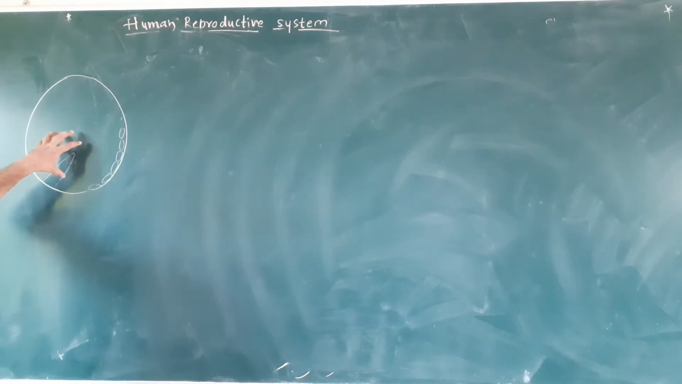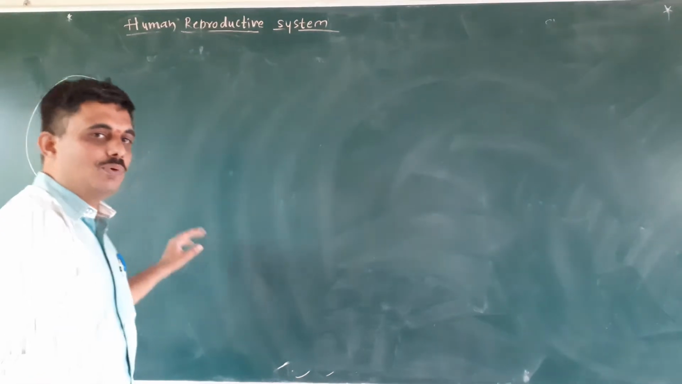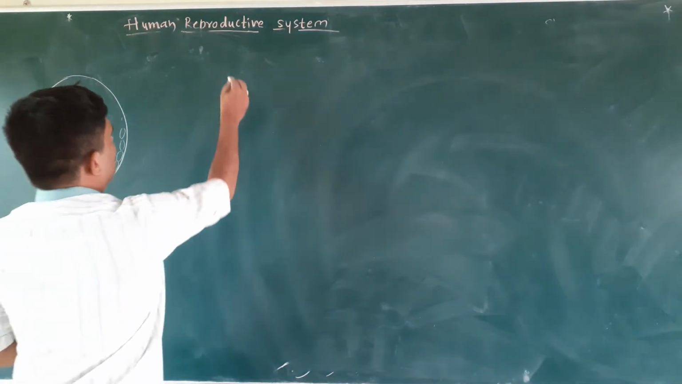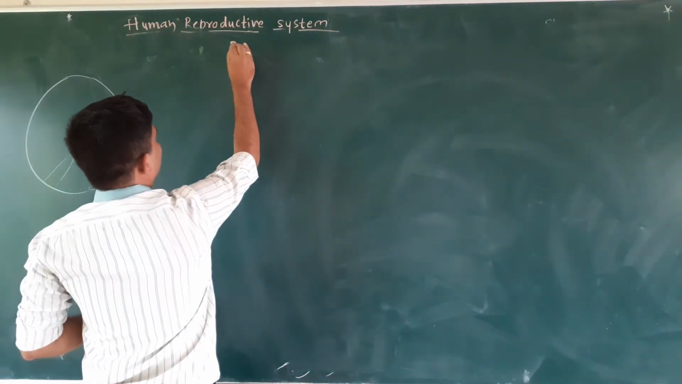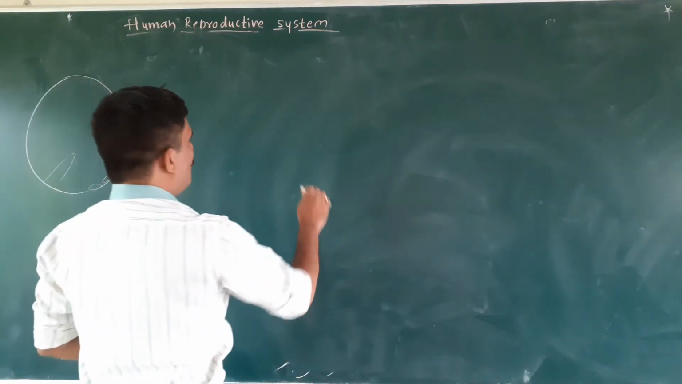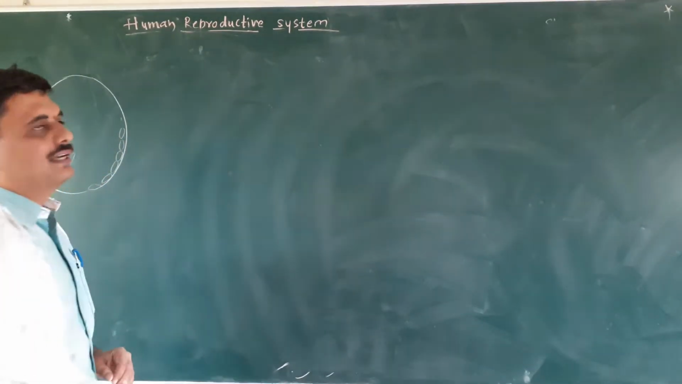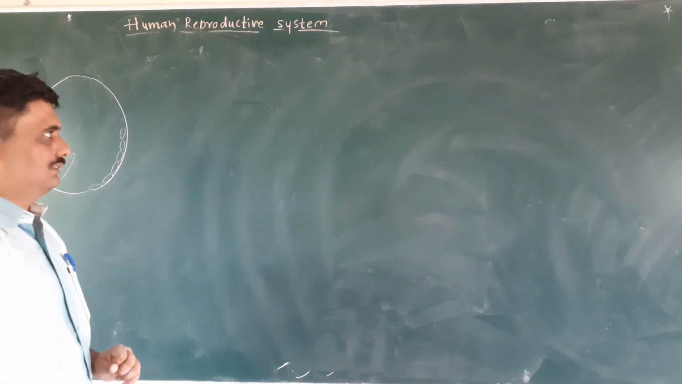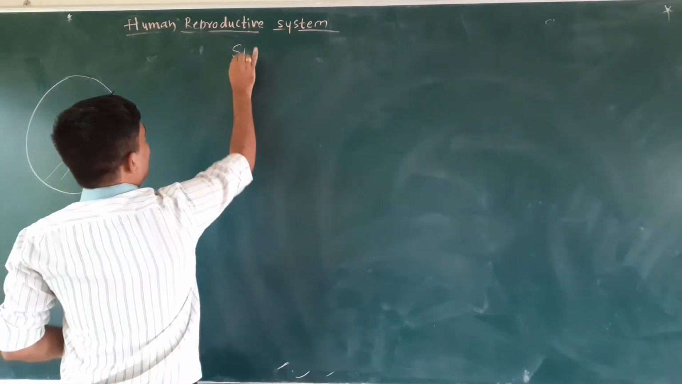Now, we are going to learn how the production of sperm, the process of spermatogenesis, occurs inside the seminiferous tubule. Before this, what is gametogenesis? Gametogenesis is the process of formation of gametes within a gonad. Then, spermatogenesis.